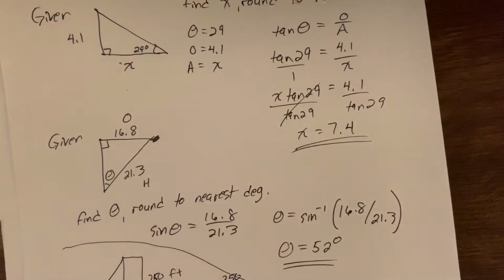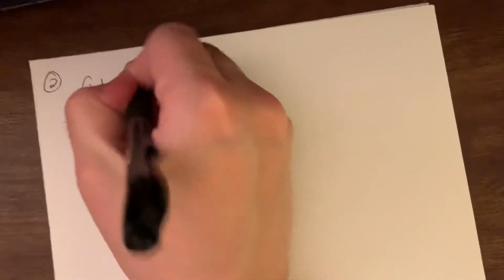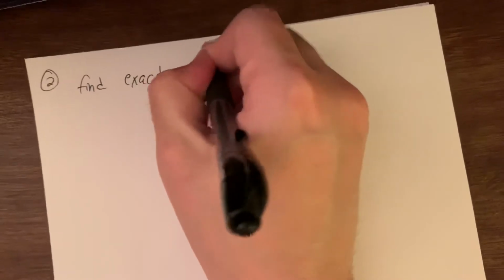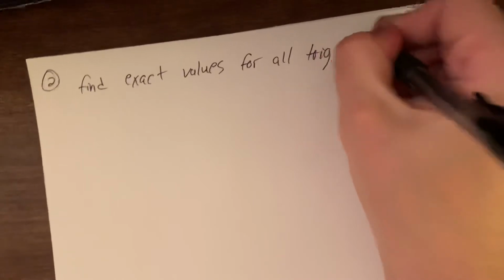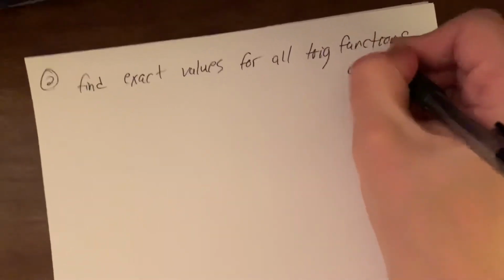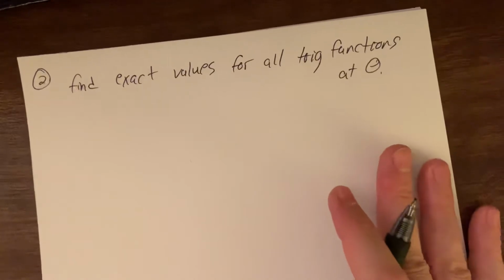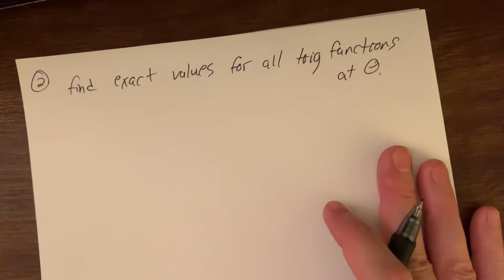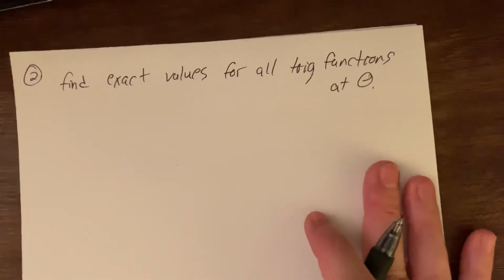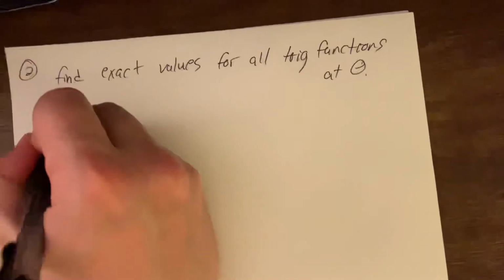Let's move along. And let's get some more problems. The next several problems, this is page 2, we are going to find exact values for all trig functions at theta. And I'm going to start really super light with one and then quickly build up to a few harder ones. So in a first quick problem, let's start off.